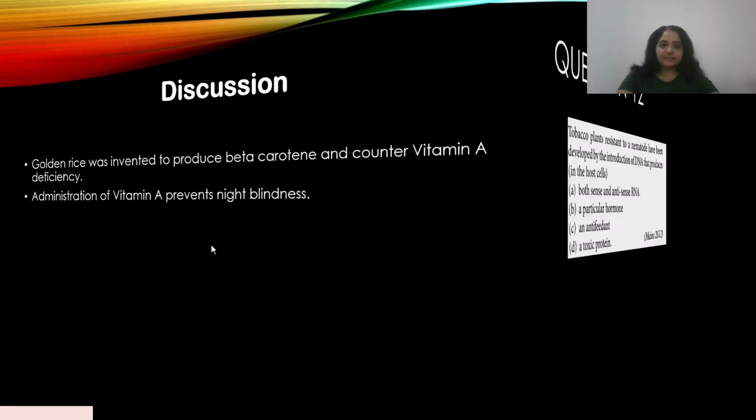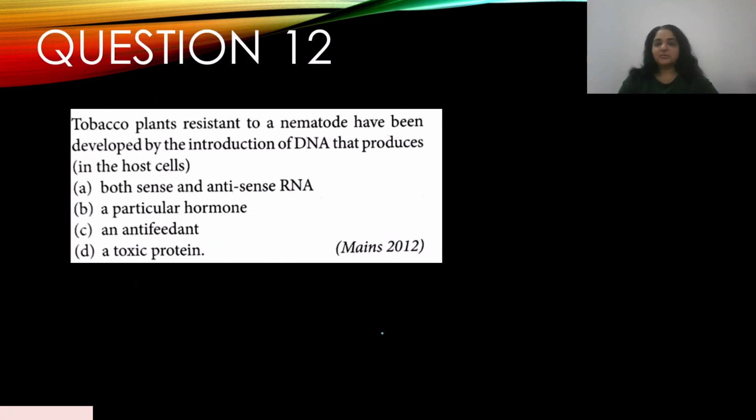All right, let's move on. Question number 12. Tobacco plants resistant to a nematode have been developed by the introduction of DNA that produces in the host cells, this appeared in NEET 2012, both sense and antisense RNA, A, particular hormone, C, an antecedent, D, a toxic protein. Okay, so it is A, both sense and antisense RNA.